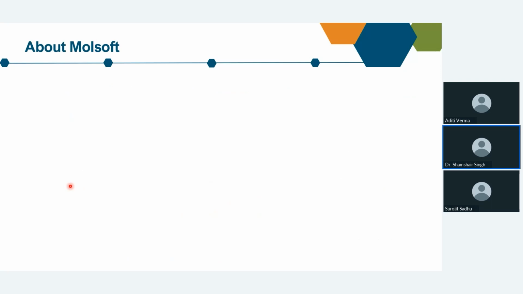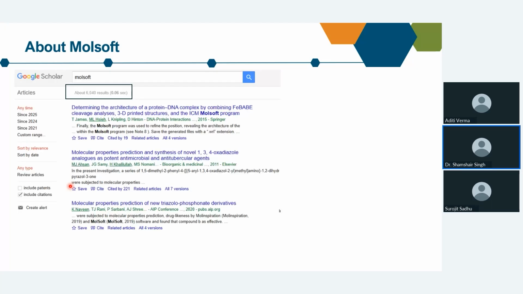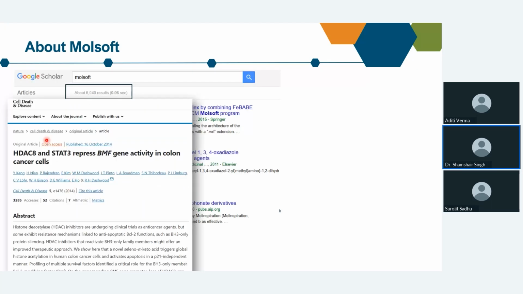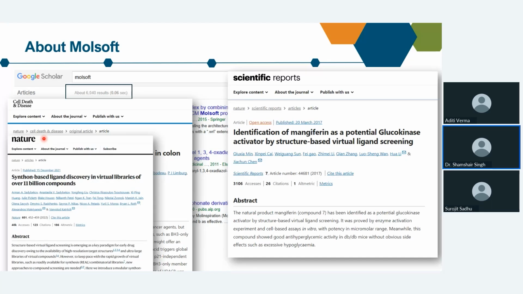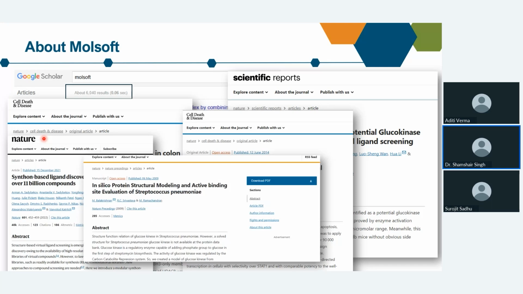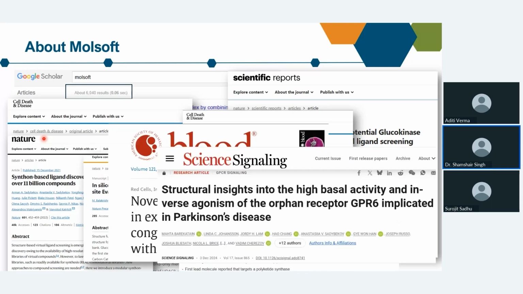So, if you might not have heard about MolSoft, the first question in the mind of researchers would be, if I carry out my research using MolSoft, can I publish it? Yes, definitely. You can see the work carried out using MolSoft has already been published in Nature Cell Death and Disease, and Nature itself, which has an impact factor of 70 plus. And this is again Nature Scientific Reports. This is Nature Cell Death and Disease, Nature Proceedings, Blood, and Science. So yes, definitely, if you carry out your research using MolSoft, you can publish in very reputed journals.